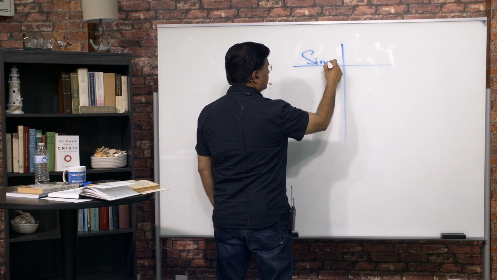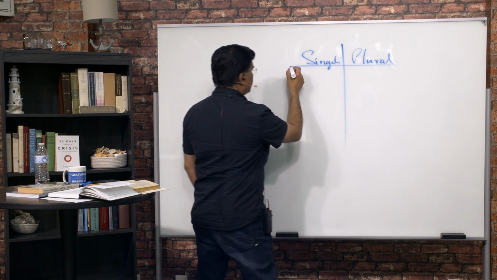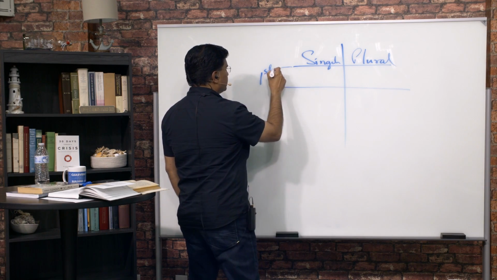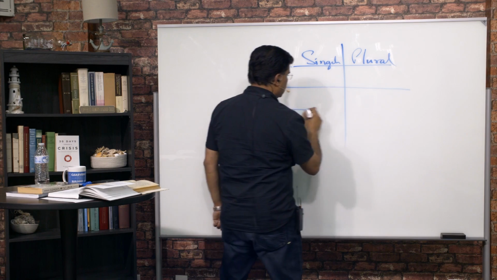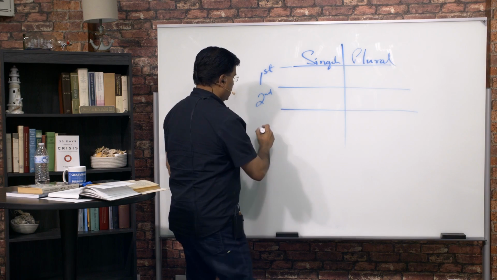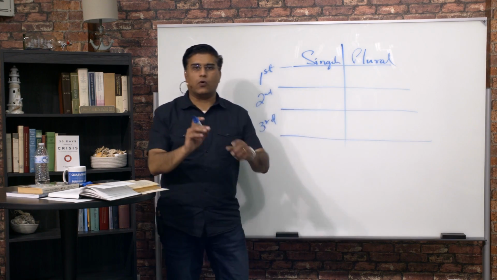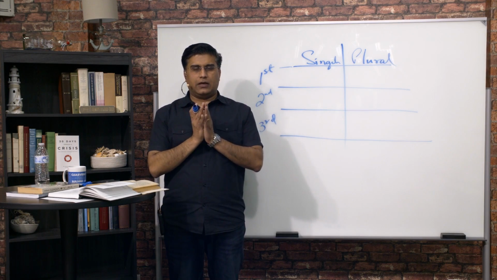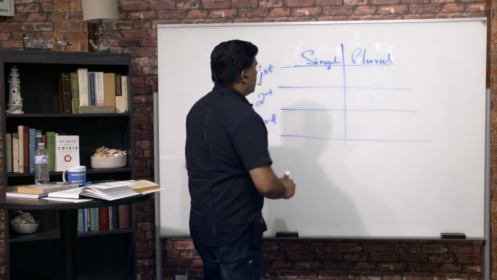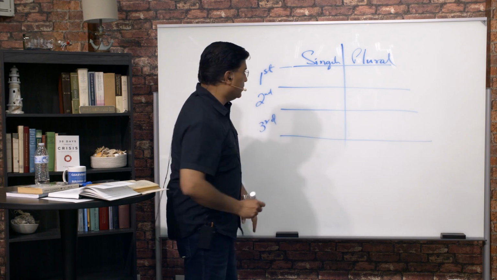Singular, plural. First person, second person, third person. This is for words that end in O sound, so O, omega. How does it work? Again, we're not going to put the stem in. I'm going to put that in just a few moments.